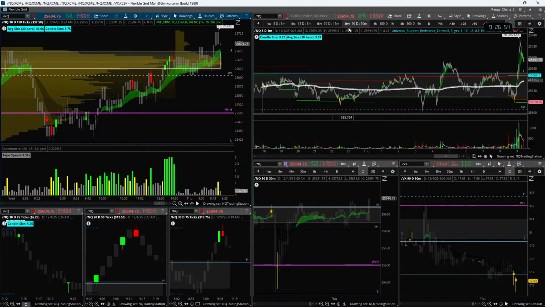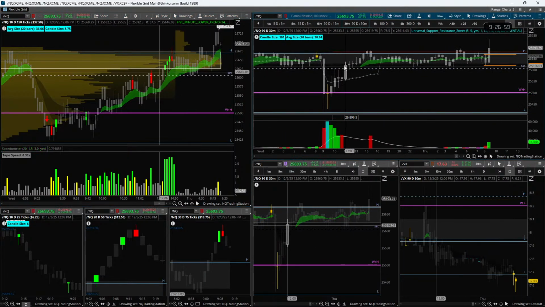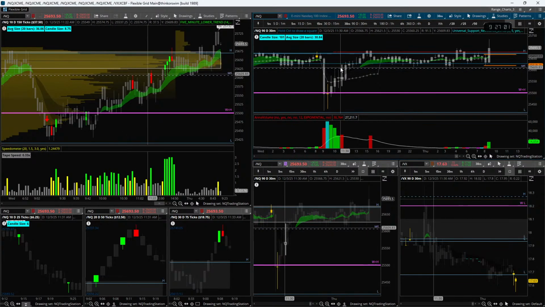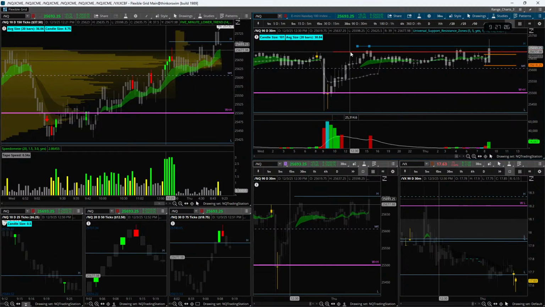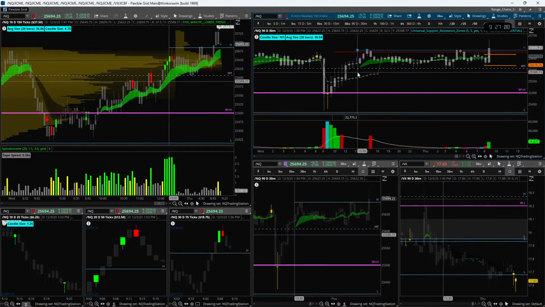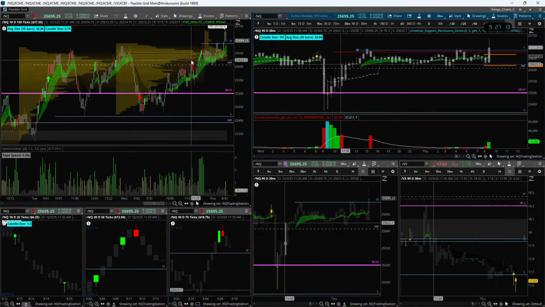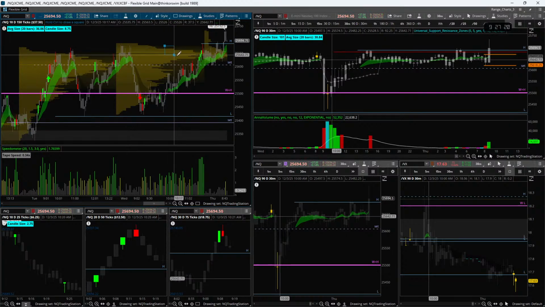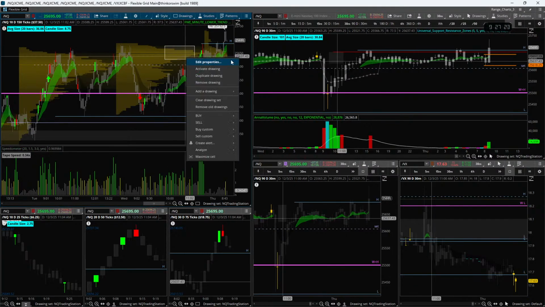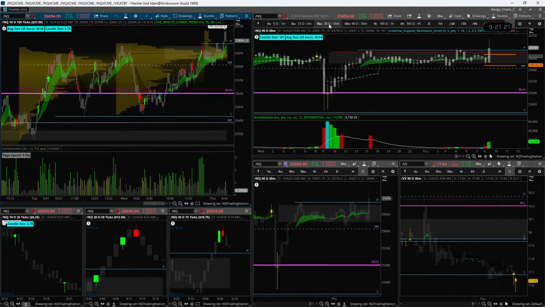Okay, let's go to the 30-minute. Maybe around here might be something. I'm gonna mark it because it lines up well with this 30-minute support line. So we'll see what comes of it. It's a lot of volume going in right here.